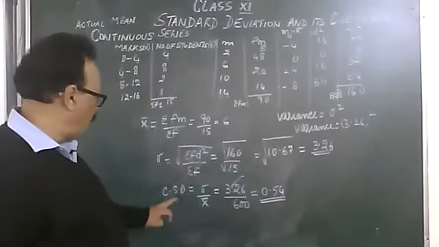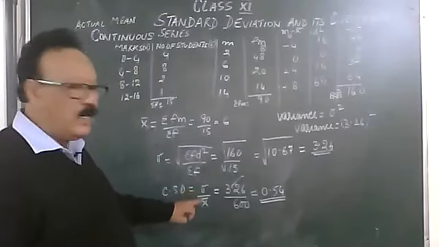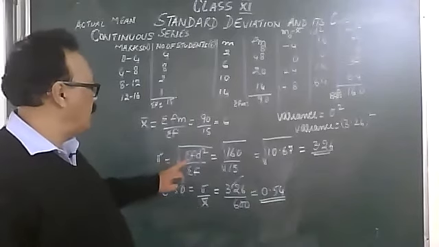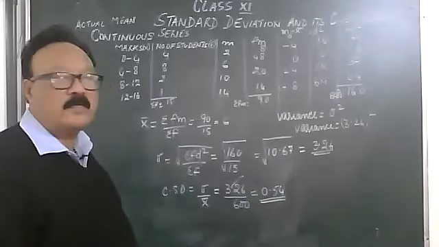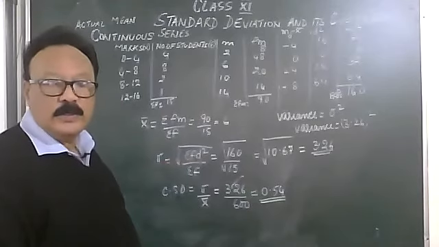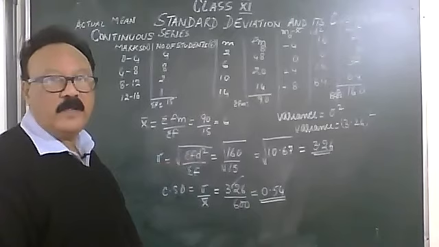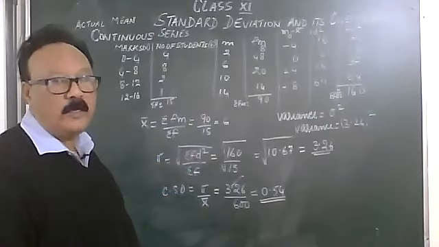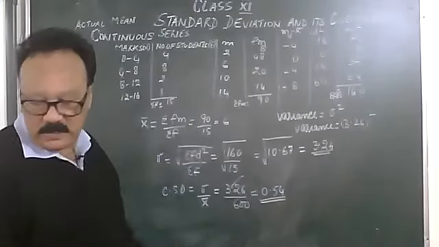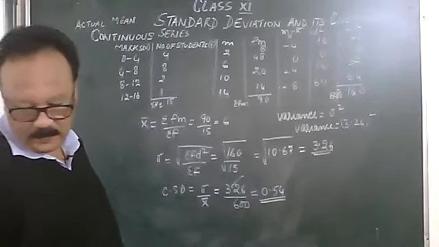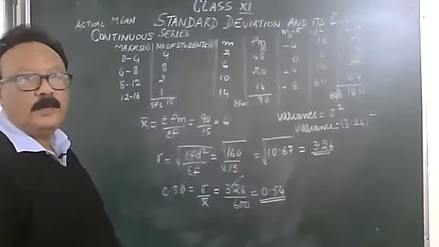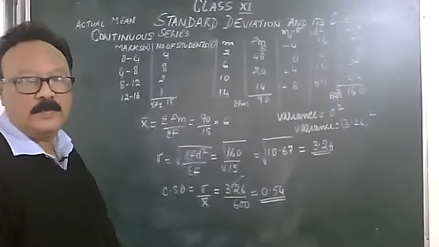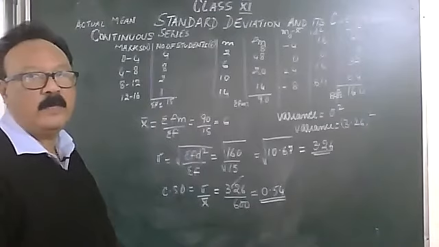The coefficient of the standard deviation is standard deviation upon mean. And the standard deviation is the square root of sigma f d squared upon sigma f. This is the standard deviation. Now this has been calculated from the actual mean. Kindly note this down. Then we will now do the direct method after this. This is the actual mean method.